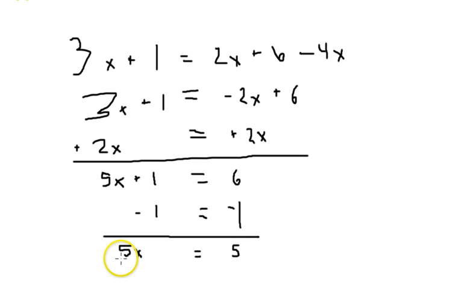We look at our operation, identify our operation. It's multiplication on the x. We find the inverse, which is division. We divide by the 5 on the left to cancel. We divide by 5 on the right to balance. And then we end up with x equals 1 as our answer.